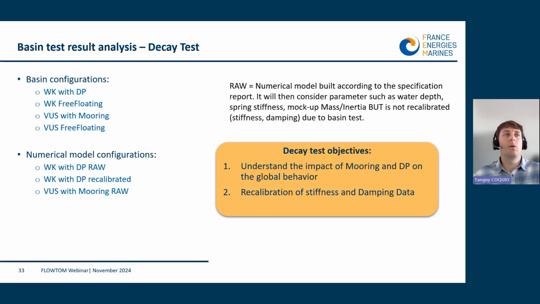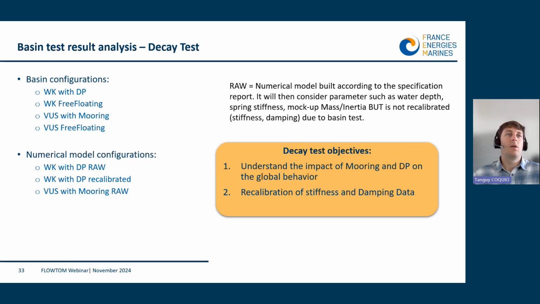With these configurations, we compare them with 2 types of numerical models. The models that are so-called raw and the models that are so-called recalibrated. The models called raw are just the models that are built in the first place with the specification, just with what Benoit presented, and recalibrated are the models when we take into account necessary recalibration of different parameters, as I will show you just after.